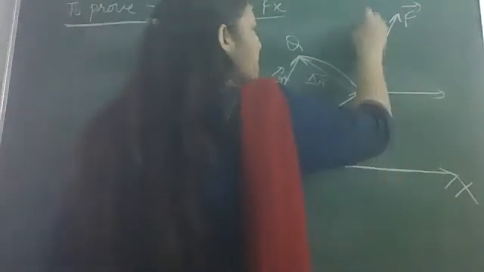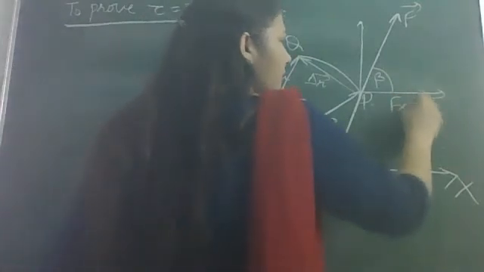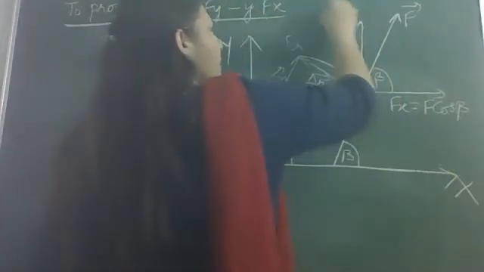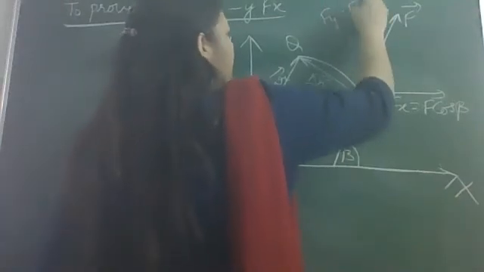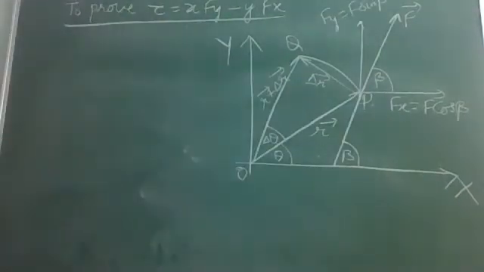Okay, resolving force into two components now. If this is beta, this is also corresponding angle beta. So our X component will be F cos beta and Y component Fy would be F sin beta. So see the diagram first of all very carefully. Is the resolution clear to you? Everything clear to you? Any doubt in this diagram?